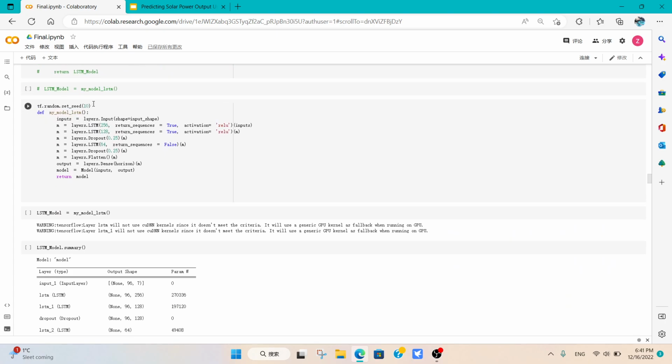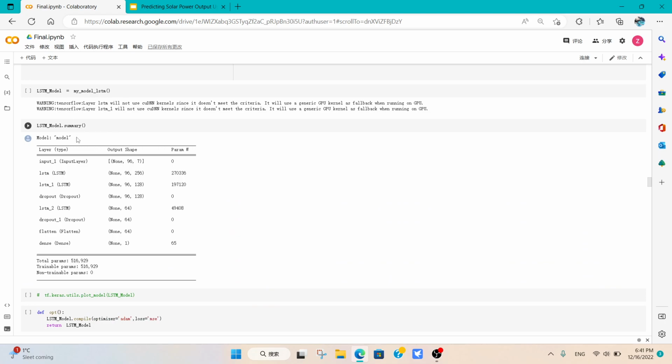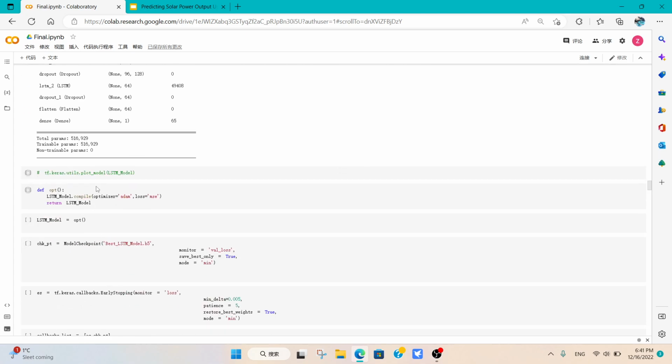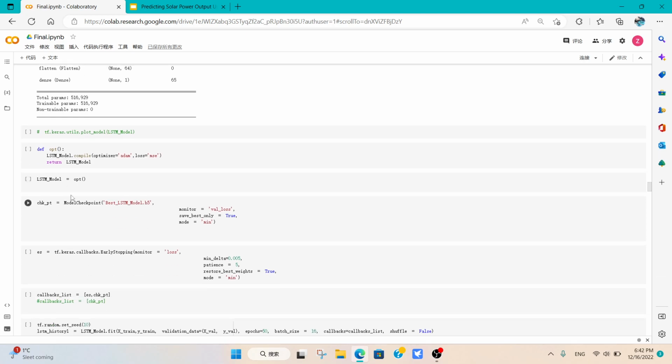Like I said, we were experiencing a seeding issue, so we had to seed almost all blocks of the model. The LSTM model had a total number of parameters of almost 500,000. We used the Adam optimizer as our optimization function, and mean squared error as the loss function. So we compiled our model. We also used model checkpoint to save the best model during training while monitoring the validation loss, with save best only set to true.